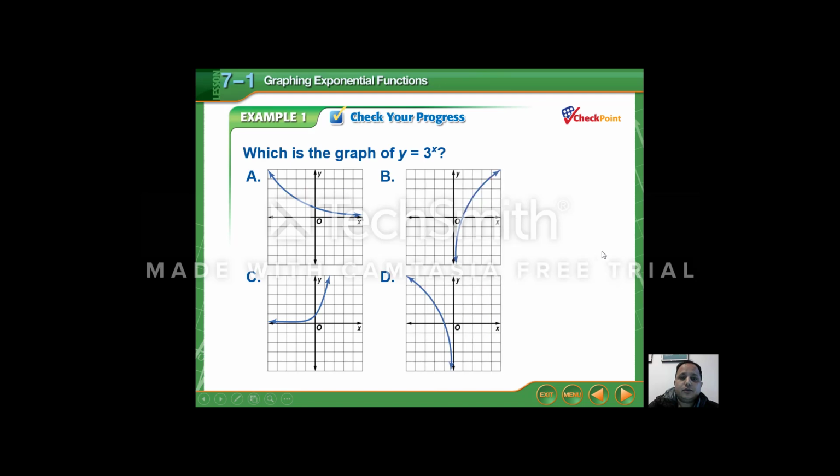This is a follow-up activity for you. Now tell me what the answer is for this one: A, B, C, or D.